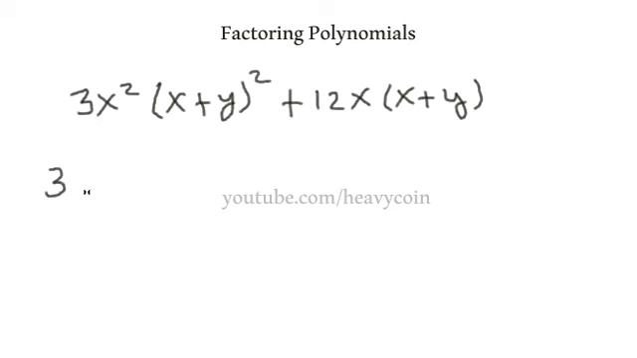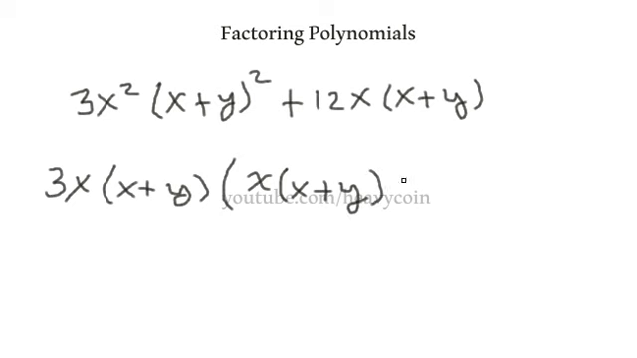So we've got 3. We're pulling an x out, and we're going to pull out an x plus y. So I'm going to start a parentheses. We pulled out this 3 and one of the x's, so we're just left with one of them. And we have 2 here, so we're left with 1. Plus, pulling a 3 out of 12, we'll be left with 4. And we pulled out an x, and we pulled out an x plus y.